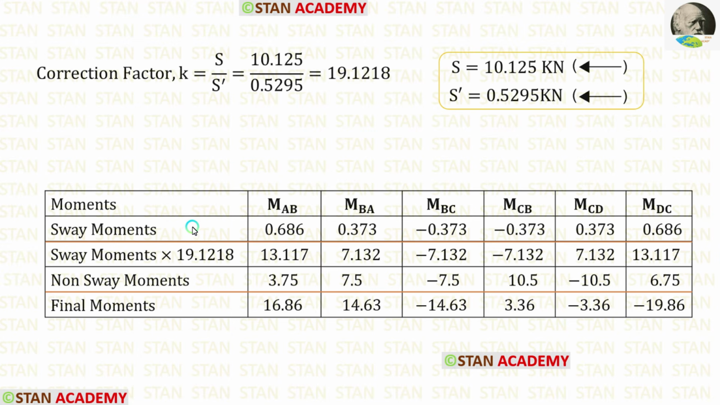Now let us make a table. In the table, first let us enter the moment names. Then let us enter the sway moments. Then we have to multiply the sway moments with the correction factor. When we do that, we will get these. Then let us enter the non-sway moments. When we add these two values, we will get the final moments.